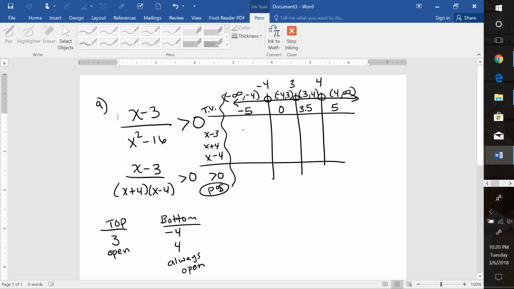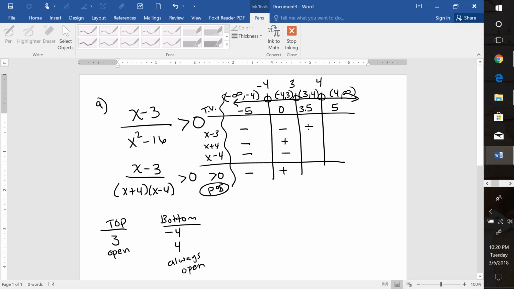Negative 5 minus 3 would be negative. Negative 5 plus 4 is also negative. Negative 5 minus 4 is negative. 3 negatives multiplied together makes a negative. 0 minus 3 is negative. 0 plus 4 is positive. 0 minus 4 is negative. 2 negatives multiplied together make a positive. The pluses don't really even matter. They're not going to change any signs.